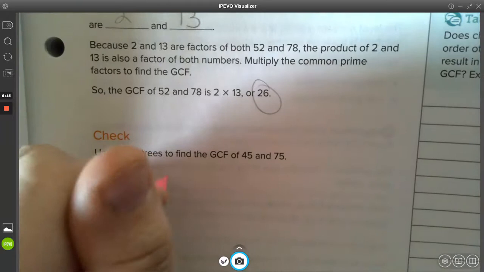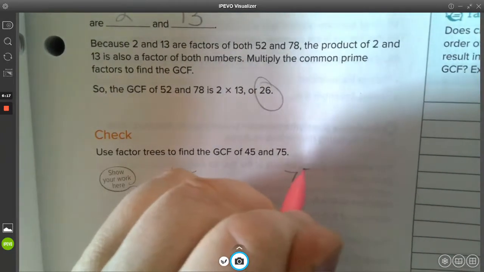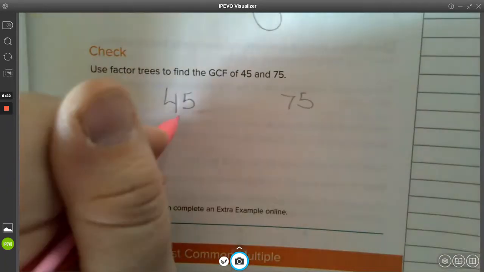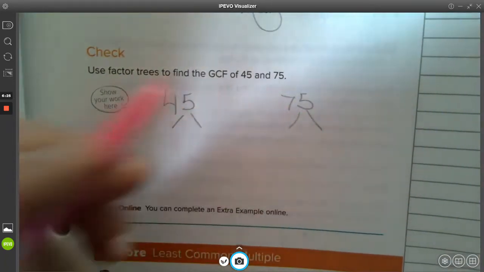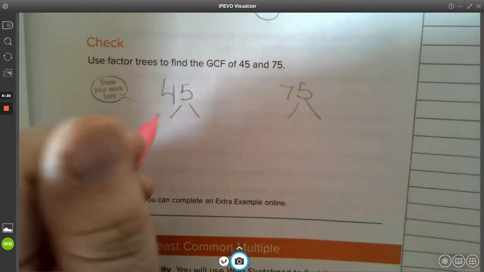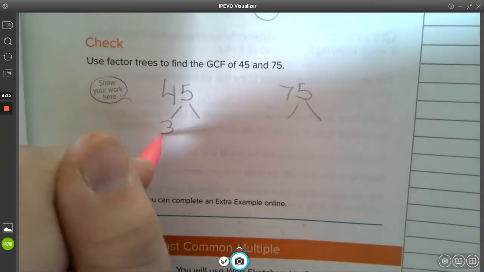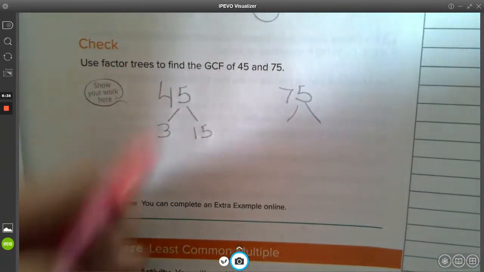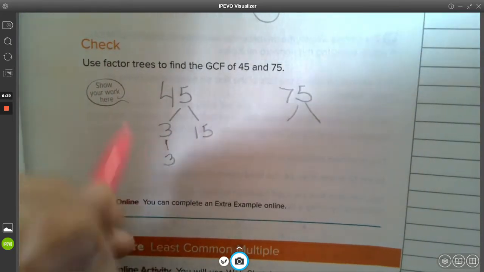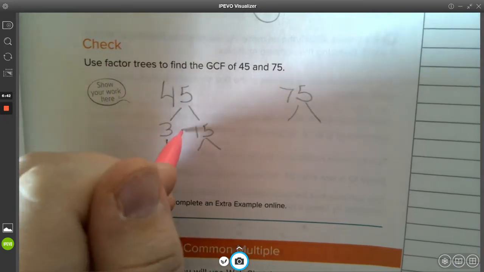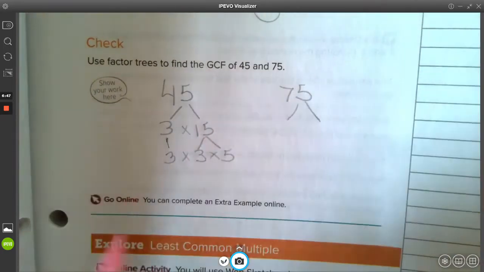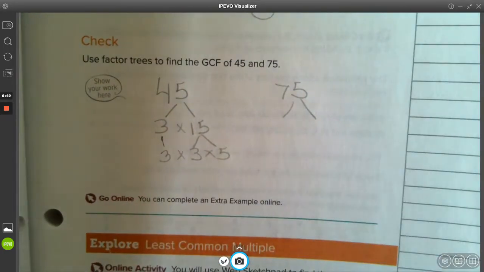Now we're going to do the same thing with 45 and 75. So you're going to try using a factor tree to find this. So remember, the first thing that we would do is divide this into its pieces, all the way down to its prime numbers. So I know here that 3 times 15 is equal to 45. Okay, I'm going to bring 3 down again, and I'm going to break up the 15 into 3 and 5. So now these are all prime numbers. That's as small as I can go.